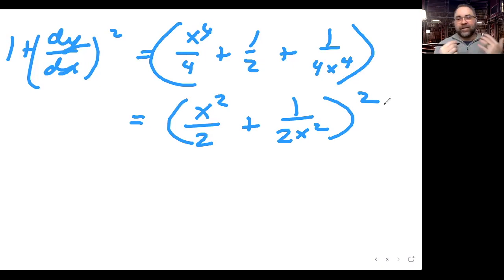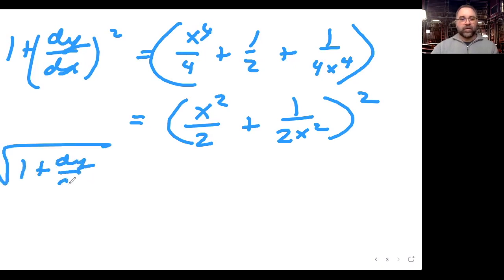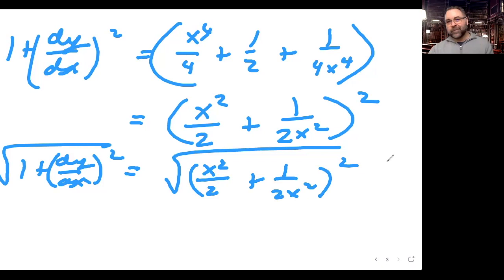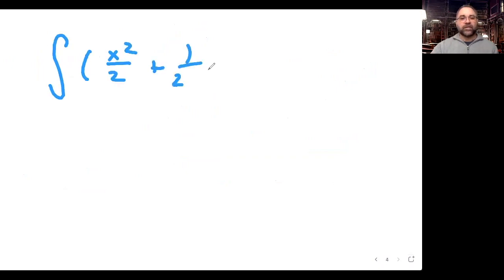Because then, of course, inside the radical, that's what's in there. So when you square root it, because remember, the integrand is actually the square root of 1 plus dy dx, or f prime of x, I think I wrote that squared. Well, that's the square root of x squared over 2 plus 1 over 2x squared, squared. They cancel each other out. So in the end, my integral is x squared over 2 plus 1 over 2x squared dx.